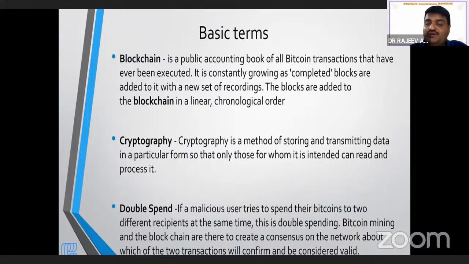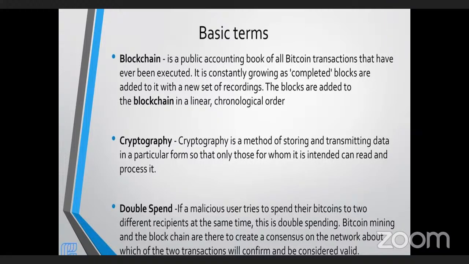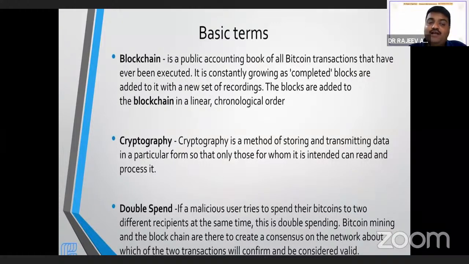If a malicious user tries to spend their bitcoins or any cryptocurrencies to two different recipients, suppose I have to pay person X and person Y also, and I have only 1 rupee and have to pay 1 rupee each, I cannot pay both of them 1 rupee. So that is double spending. If I try to pay both A and B with that 1 rupee, that is wrong and not possible.